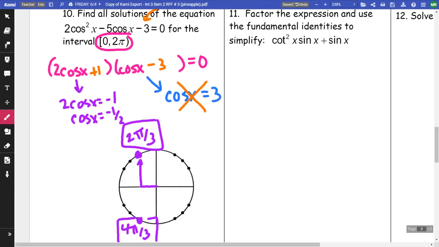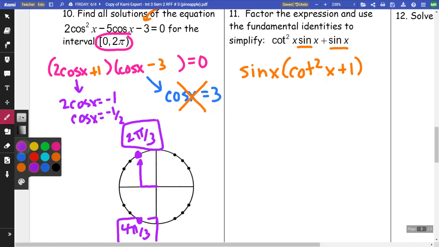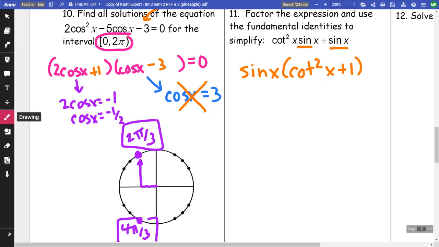11, we want to factor the expression and use fundamental identities to simplify. So what I notice here is there's a sine x and a sine x. So I'm going to take out a sine x, and I'm going to get cotangent x squared plus 1. And remember the Pythagorean identity, that cotangent squared x plus 1 is equal to cosecant squared x. So I'm going to put that in place of this right here.